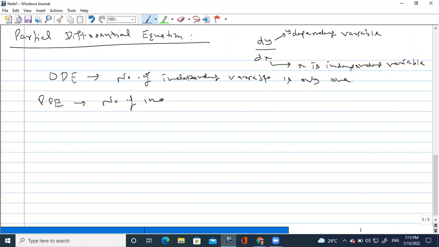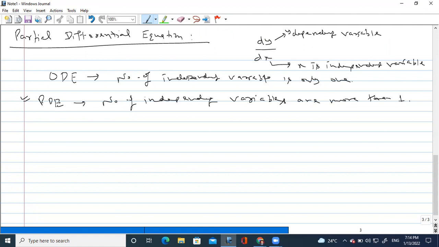number of independent variables are more than one. So this is the definition of partial differential equation, that here the number of independent variables will be more. Why is it dependent variable? Because y is a function of x, so y depends on x, but x is independent.